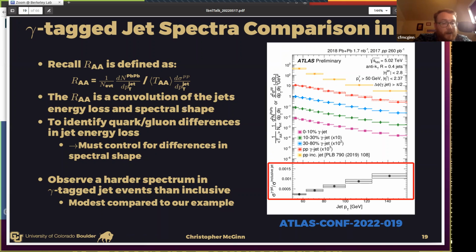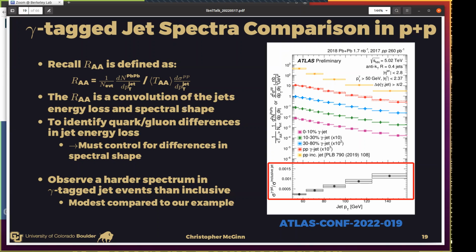And what you can see already is, if we take the ratio between my gamma tag spectrum and my inclusive spectrum in PP alone, there is a spectral shape difference. And so my previous example makes sense now. That's one thing you have to consider when you're comparing the RAAs between these two systems, and that's a big caveat in interpretation. This difference between the two is very modest compared to the example I showed you. We're talking about, I don't know, a factor 2 over 50 to 150. If I look at 0.05 to about 0.001 or so, let's say, in the last bin, nonetheless, it matters for interpretation. So that's one point.